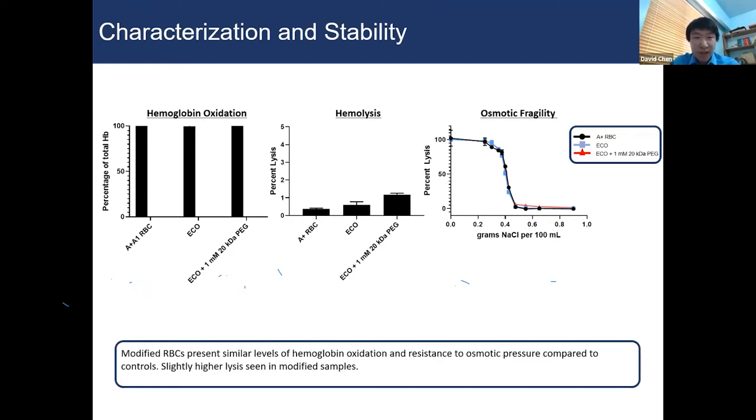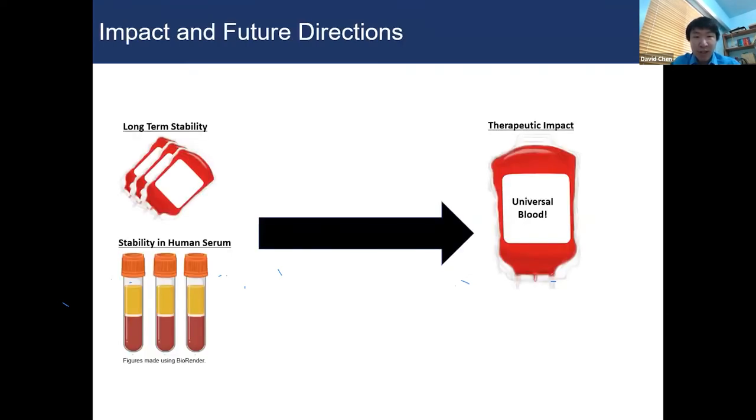And moving on to the last slide, we still have quite a lot to explore in terms of the long-term viability of these modified cells as a blood product, as we'd like to look at the level of lysis that occurs over long-term storage periods and in human serum. But our hope is that one day, this work can lead to reductions in blood shortages in various clinical settings and allow for blood that's universally transfused. Thank you all for listening.